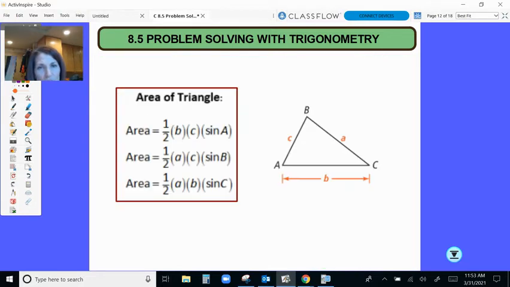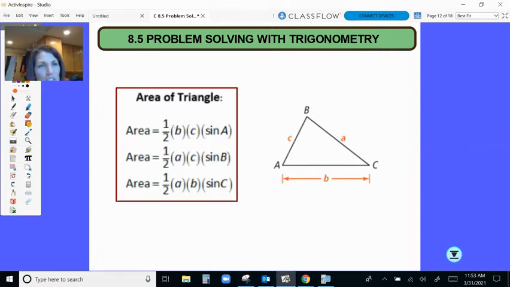Looking over here, here are my formulas. Again, if I have angle A, I take 1/2 times b times c times the sine of A. If I have angle C, I take 1/2 times a times b times the sine of C. If I have angle B, I take 1/2 times a times c times the sine of B.